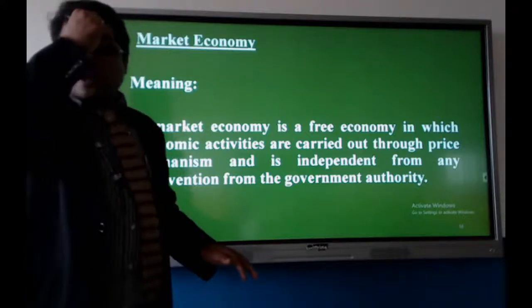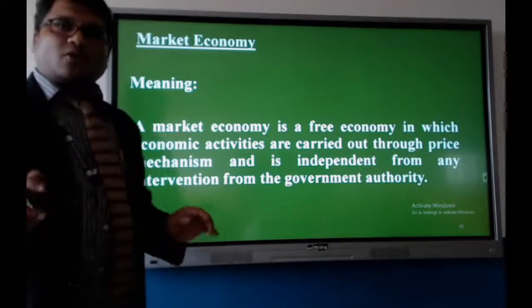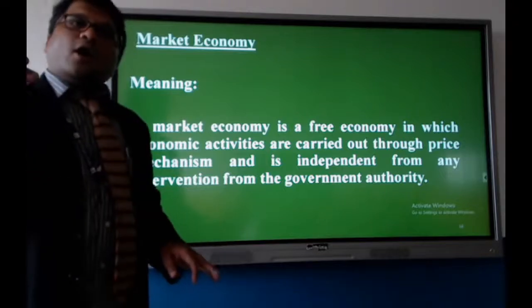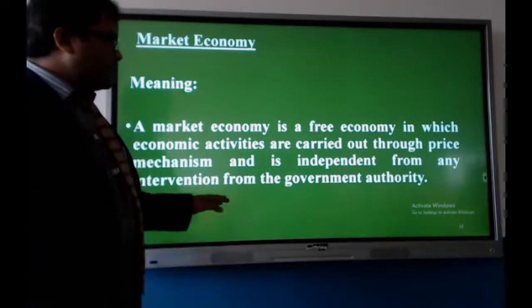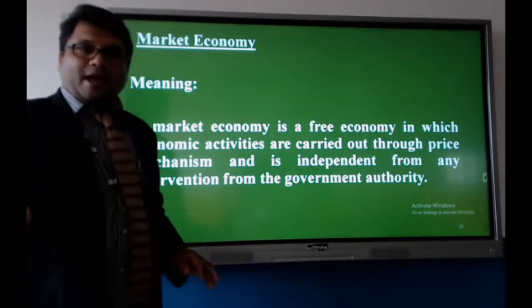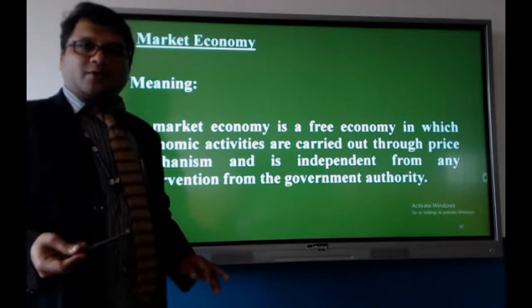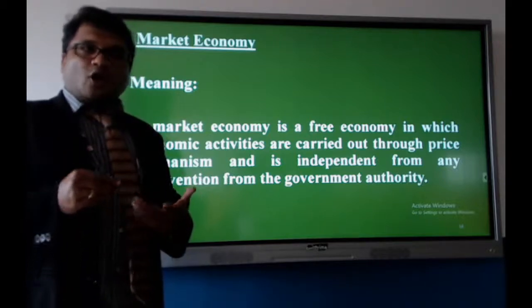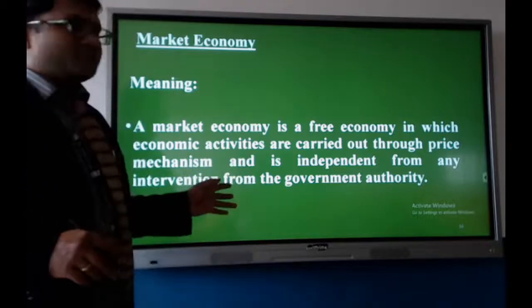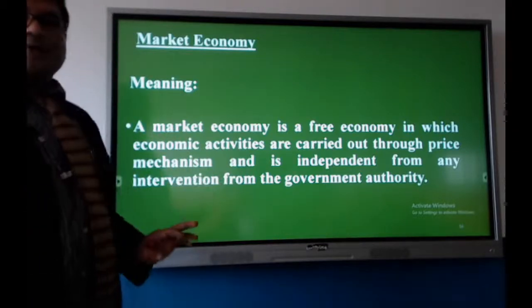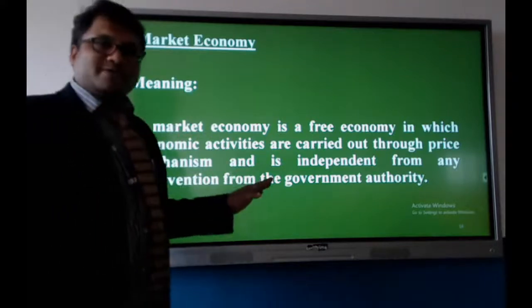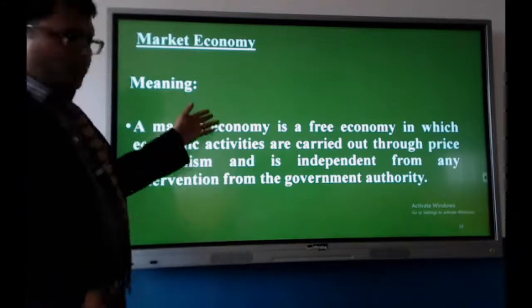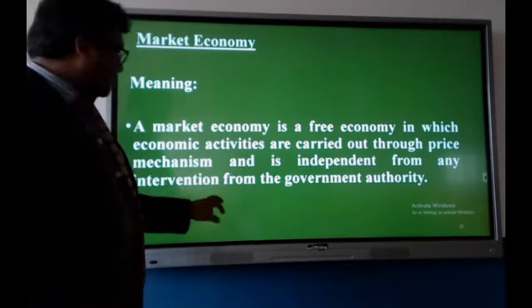That is why you see most of the companies in such type of economies are owned and managed by private individuals. For example, in a country like America, most of the big companies are owned by private individuals, for example Microsoft, Apple, Ford, Domino's, McDonald's, many examples are there. Such type of economies, or the countries which follow such a model, are categorized under market economy.